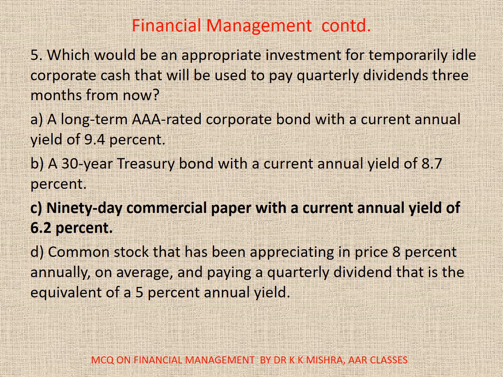5. Which would be an appropriate investment for temporarily idle corporate cash that will be used to pay quarterly dividends 3 months from now? So here correct option is C. 90-day commercial paper with a current annual yield of 6.2%, if you compare the different options here. So correct option is C.